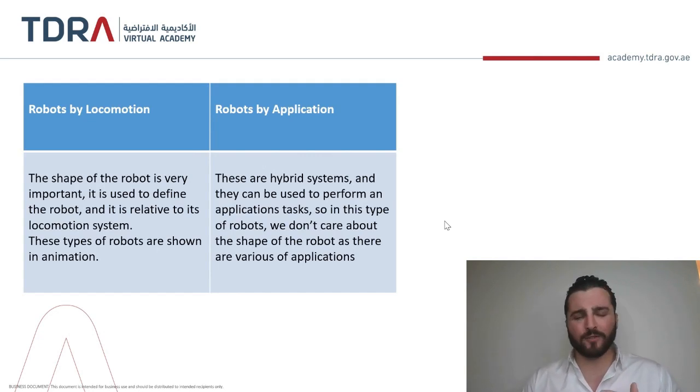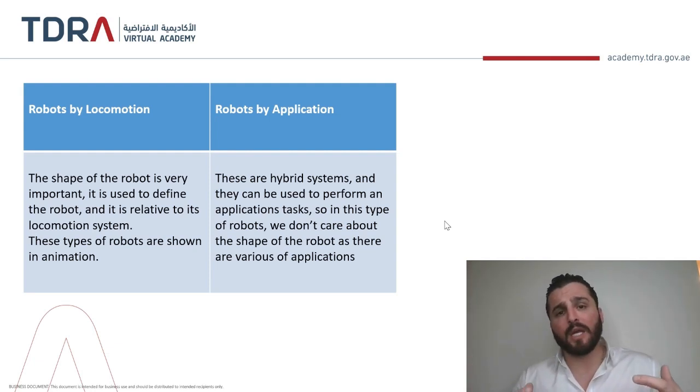Now let's differentiate in a different way. We're going to talk about robots by locomotion, which is location and motion, and robotics by application. So for robots by locomotion, the shape of the robot is very important. The features are very important.